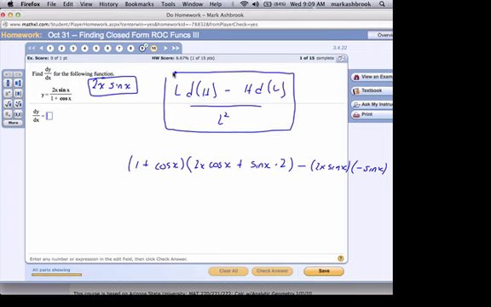Quotient rule. Low D high minus high D low. Isabella. That's right.